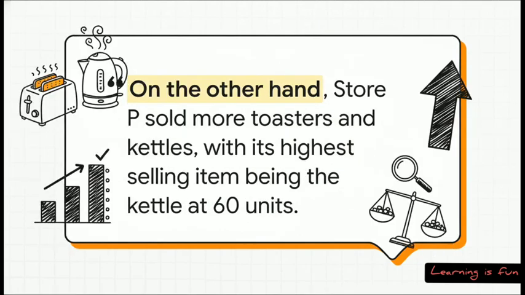We keep building the body by showing the other side of the story. Notice that great transition phrase, on the other hand? It's perfect for this. We give store P its credit, pointing out where it did well. Toasters and kettles. And we give the number for its best seller, the kettle, at 60. Just like that, we've covered the key comparisons.